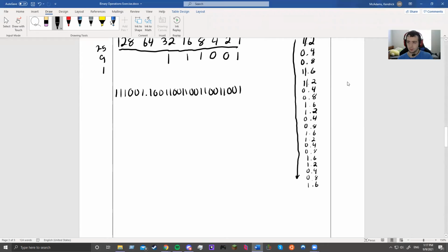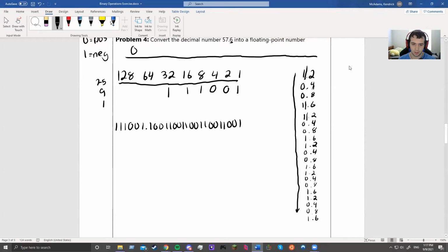All right, so now we need to change the notation of our number right here. How we do that is we need to put the decimal point in right after the first one, which, as you can see, is the first one. So that means it would go right after. So to do that, we need to go 1, 2, 3, 4, 5.